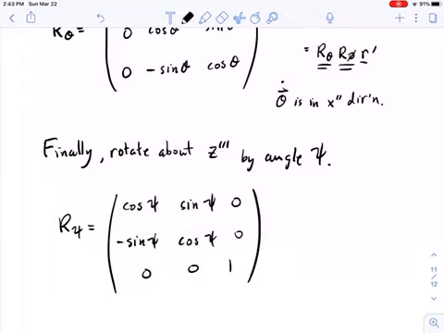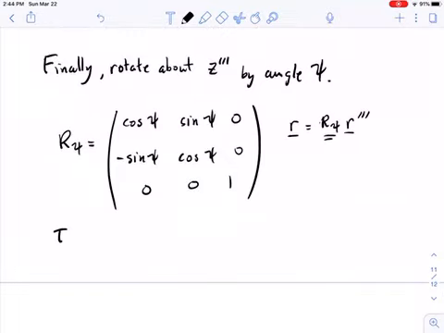Okay, and then what we would say is that we would end up with, we're going to rotate the triple prime coordinate system, and the third rotation aligns it with the principal axes of the body, which we're going to call the unprime system. And so this is our psi, R triple prime.